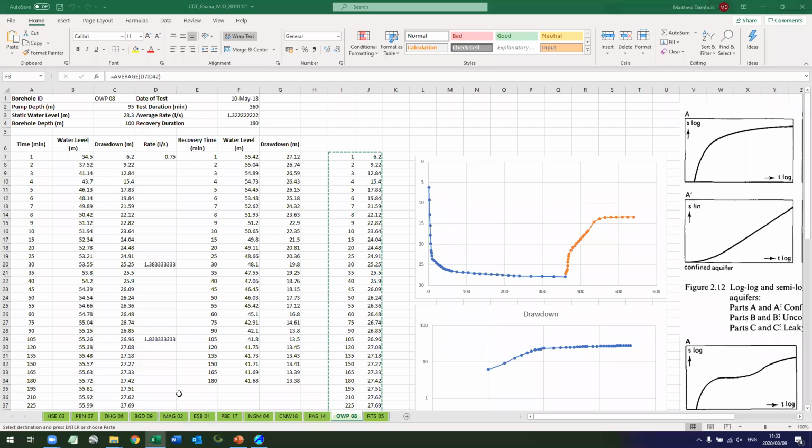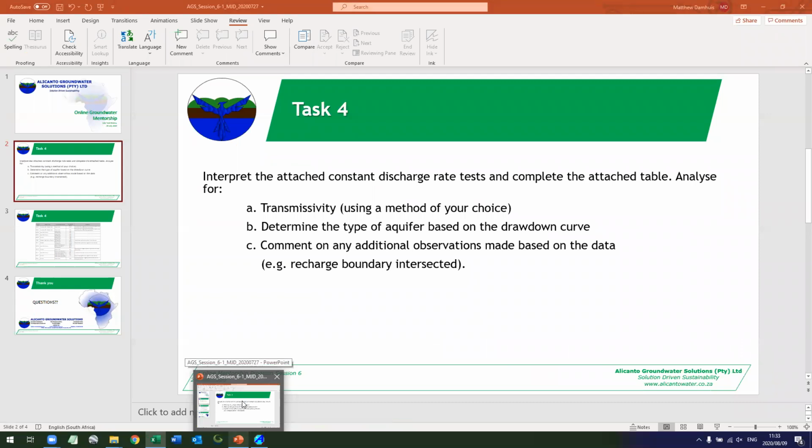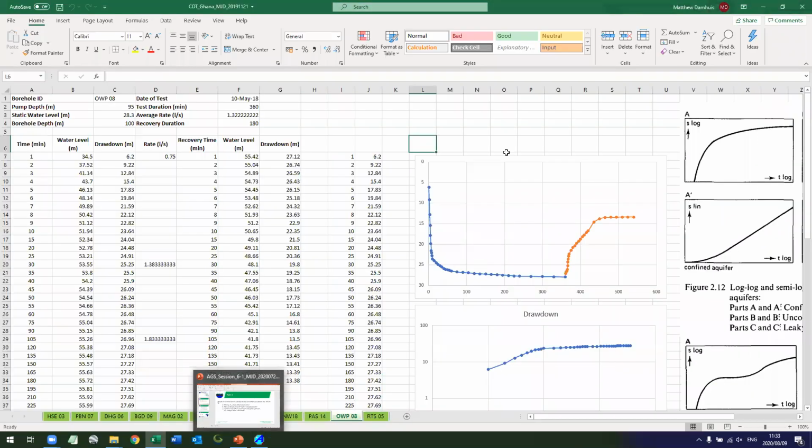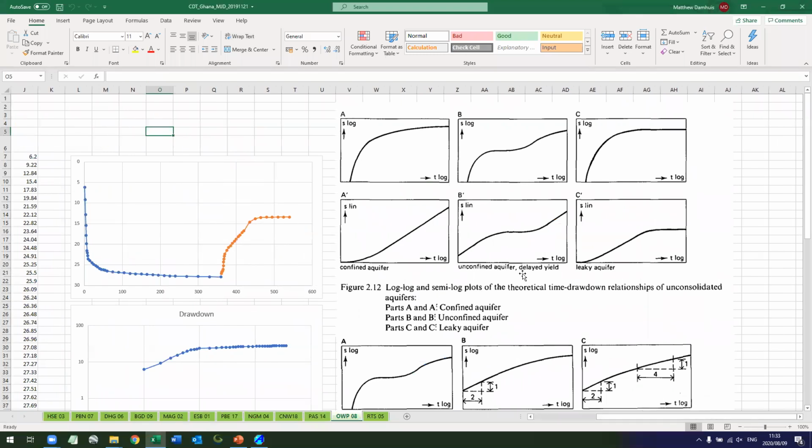Part B, I asked you to determine the type of aquifer based on the drawdown curve. This is based on Chrisemon and Derrida, where you have this curve in the log-log graph for a confined aquifer. An unconfined aquifer with a delayed yield has this kind of curve, and then a leaky aquifer has this kind of curve. You see that similarity in the leaky aquifer in the log-log, but in linear-log, there's a very different signature to your confined aquifer.